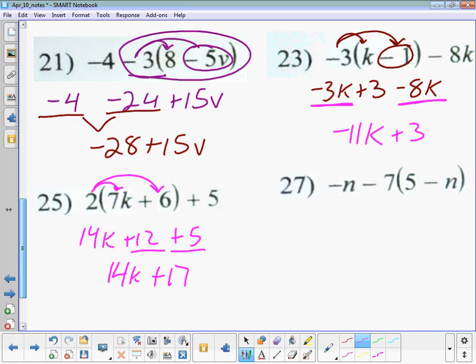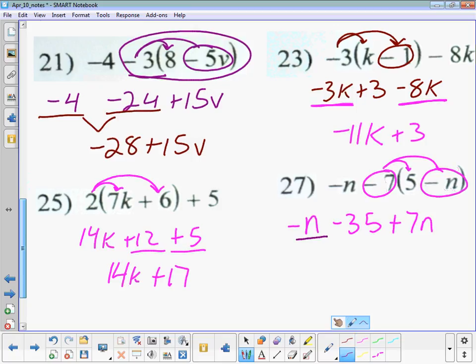Okay, again, here I have one of those problems where I've got a negative number on the outside that I've got to multiply to both things on the inside, and that second part's a negative number. So I have the negative n. Negative 7 times 5 is a negative 35. Negative 7 times a negative n, two negatives multiplied, is positive 7n. So now I'm looking for like terms. I got a negative n and I got a positive 7n. I have 7 n's and I got to take away 1 n. That's what that first n is saying. So that leaves me with 6n minus 35.